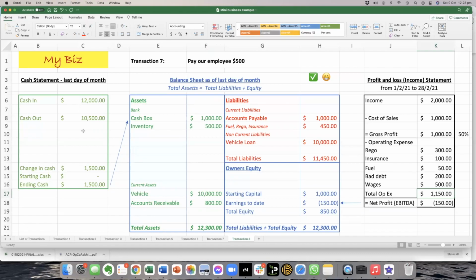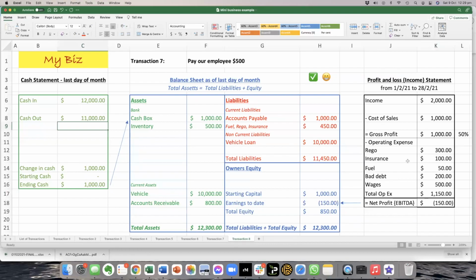How does this affect the cash situation then? So here we have $500 worth of cash is going to go out, because you can see at the moment they're different. So now our cash out is going to be 11,000, which means the change in cash total has been now $1,000. Our ending cash is $1,000, which lines up with our bank, our cash box here. So we're all back to square, but not so good.